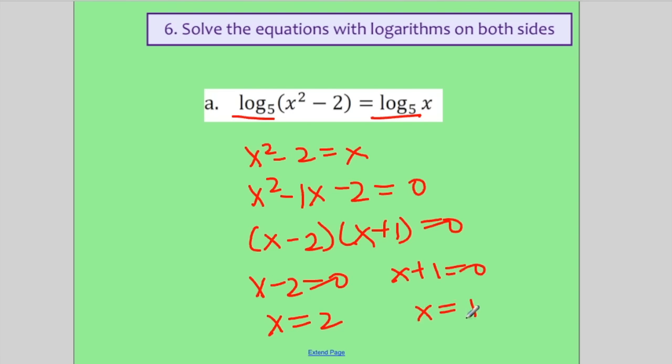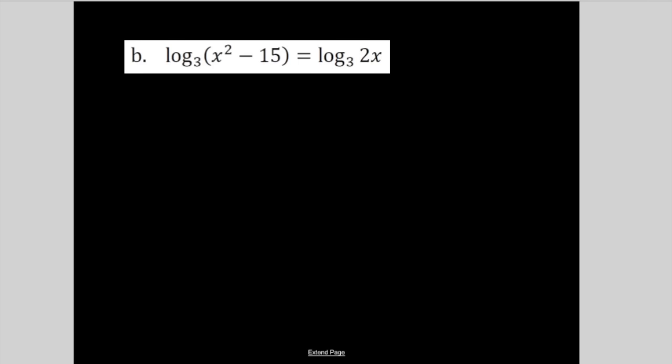Now I look at my answers, okay? Remember, this is negative 1. Your domain is x is greater than 0. Is negative 1 greater than 0? No, so I cannot write that one down. I would just write down x is equal to 2. Okay. Moving on to b.